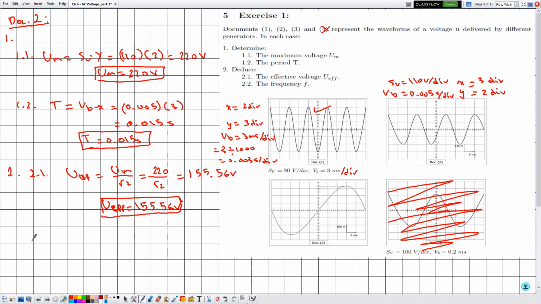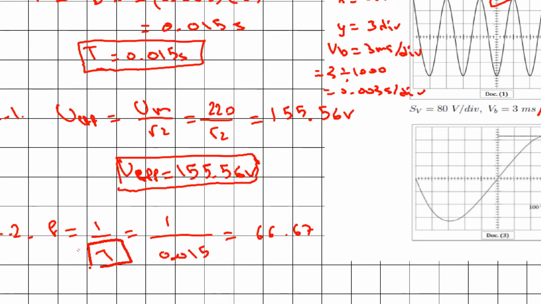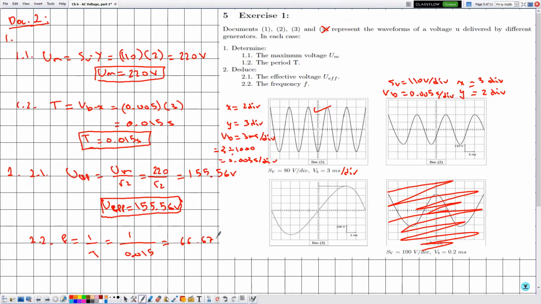Now also one can deduce the frequency from the period. So the frequency is given by 1 over the period, which is equal to 1 divided by 0.015. Plugging this expression on the calculator, it's given by 66.67. Because the period is expressed in the SI, then F will be expressed in the SI, which is Hertz. Then F is equal to 66.67 Hertz.